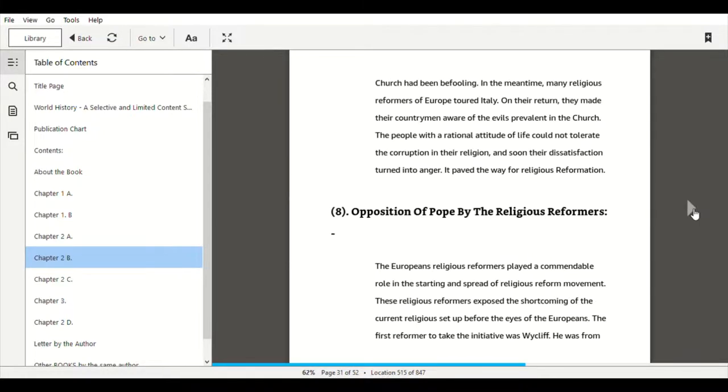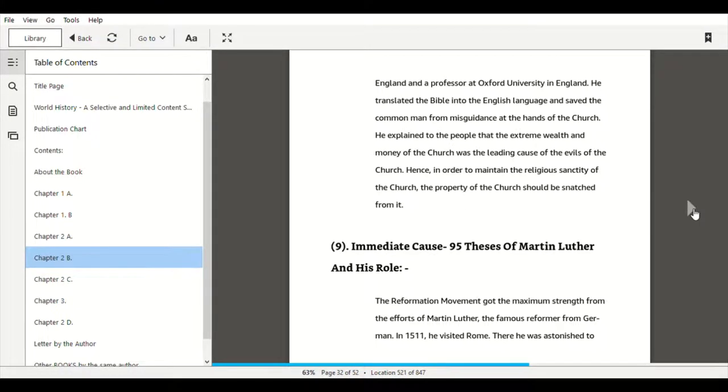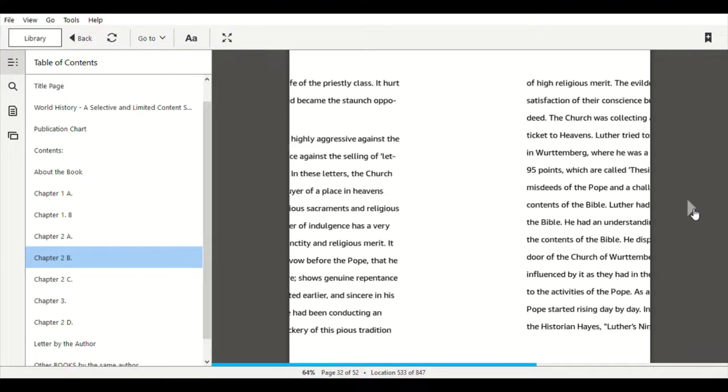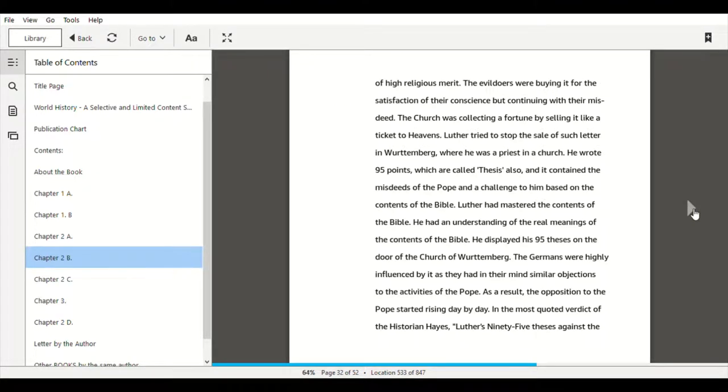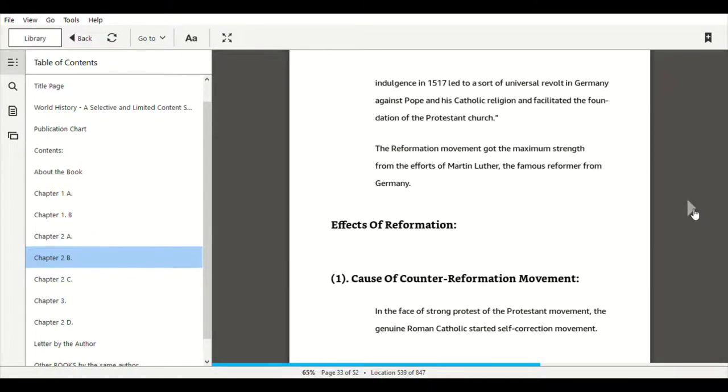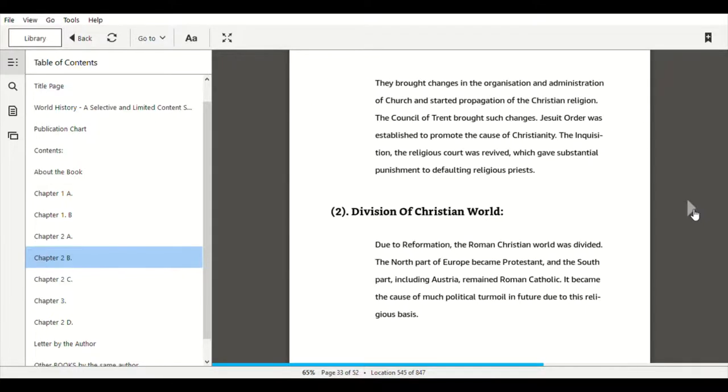Influence of Renaissance, then opposition of the Pope by the religious reformers, then the immediate cause. In different books this point has been given in a different manner, but I have warned you, don't try to narrate the whole story, but just explain what Martin Luther has done and how he was opposed. And if there is a question which asks in detail, then you have to seek another book. But in this book, I have tried to explain the role of Martin Luther, and the effects of Reformation are taken. You have to write this point even if they do not ask for it.